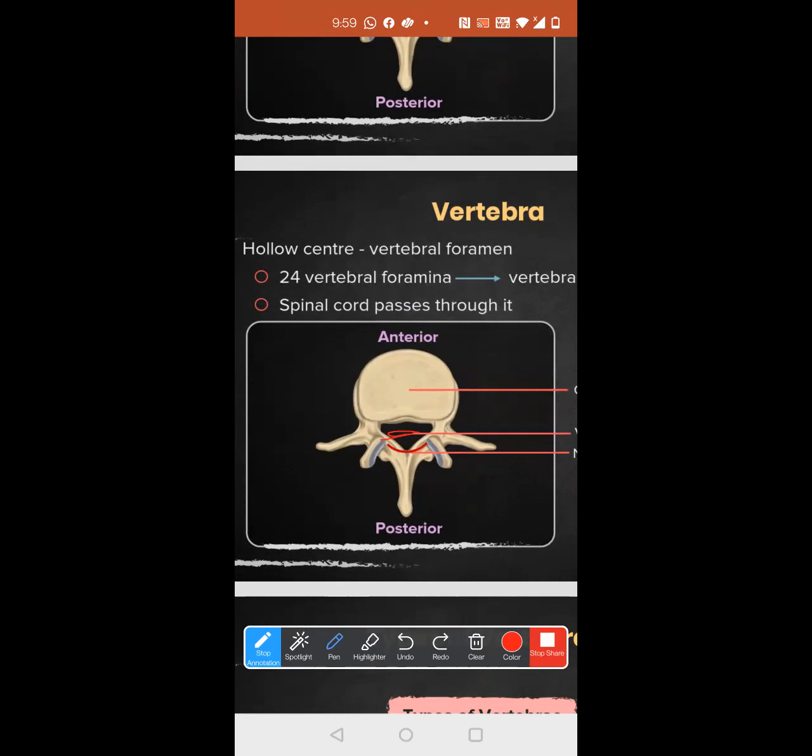That hollow is the opening between the anterior and posterior. Can you see a gap near the neural arch? The gap between the neural arch and the centrum, exactly, is called the foramen. Vertebral foramen.